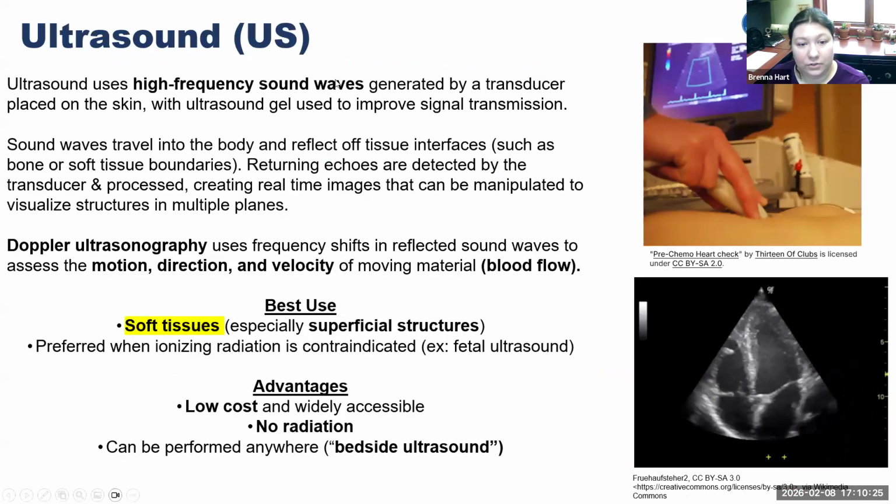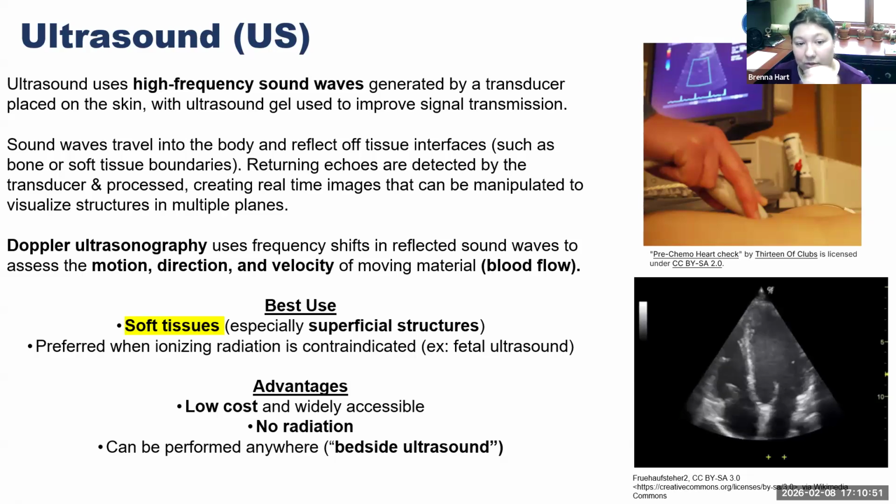All right, and then we have ultrasound. So now we're moving away from X-rays. This time we have high frequency sound waves, and they're made by this transducer that we place up against the skin. We often use ultrasound gel to help improve the signaling. Most are going to think of ultrasound for fetal monitoring, which is a very common use for it. But it can be used for other tissues as well. So this is really great for soft tissue.